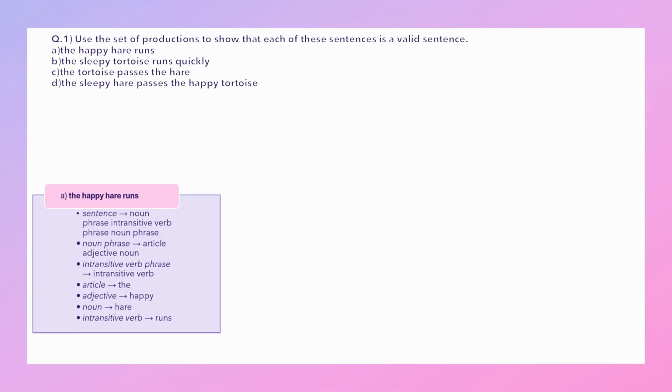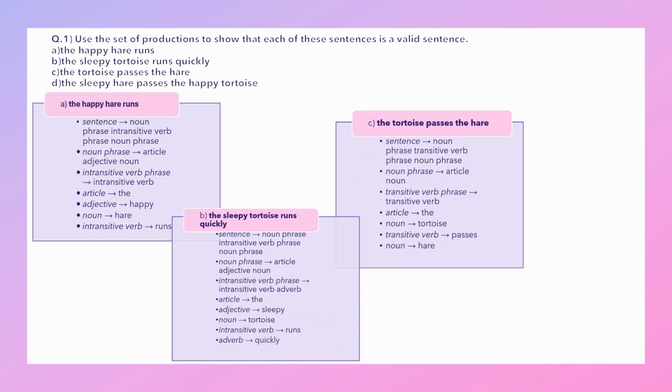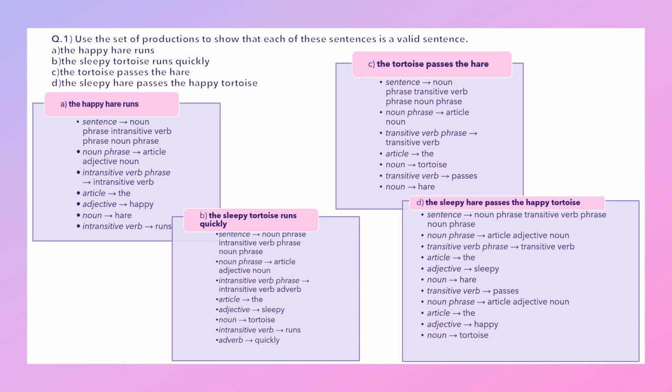Validation of sentences. We proceed to validate sentences using a set of productions. For example, the happy hare runs is broken down into a noun phrase, intransitive verb phrase, and another noun phrase, each following specific grammar rules.